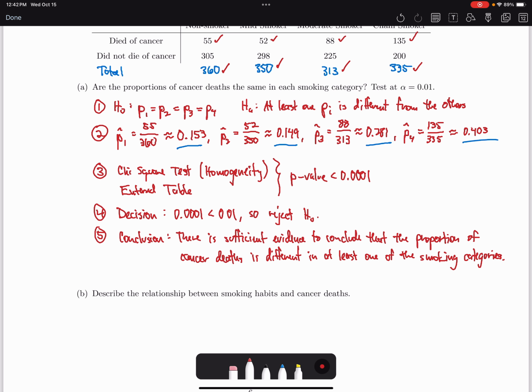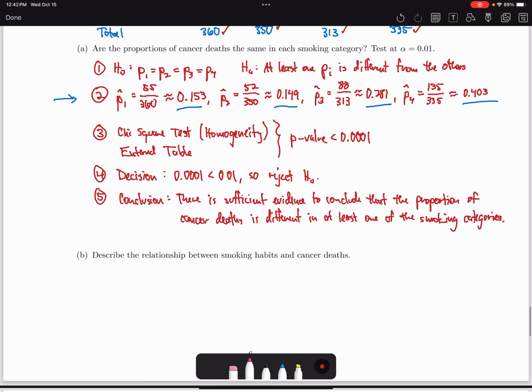But we did reject the null hypothesis, which means that at least one of the proportions is different, so there must be a relationship between smoking habits and cancer deaths. So now to answer the question, to describe that relationship, we would just look back at step 2, of course, and we would notice what we've been noticing all along, which is that the proportion of cancer deaths increases the more you smoke, right? And that's what we would say. Okay, so the risk of cancer death seems to increase the more you smoke.